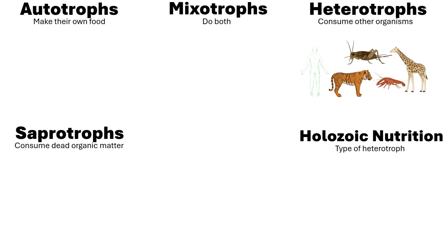There are various types of nutrition. The most obvious one, and the one that humans use, is heterotrophy. This is essentially consuming other organisms or dead organic matter, such as saprotrophs. Saprotrophs are a type of heterotroph. Let's just have a look at them one by one.